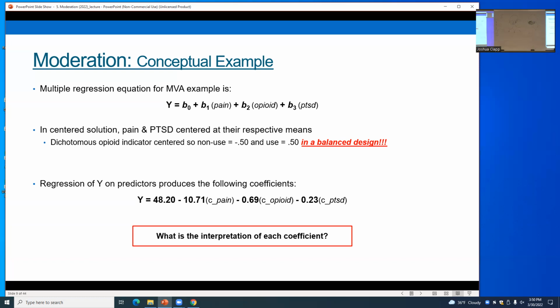Here, with the centered solution, we're saying this is the expected value of y for average levels of pain and average levels of PTSD, controlling for opiate use status. Right. Now all of a sudden, we're talking about a very different person in predicting functional outcomes than if it is an uncentered solution. Okay. So it starts to impact how we're thinking about things.